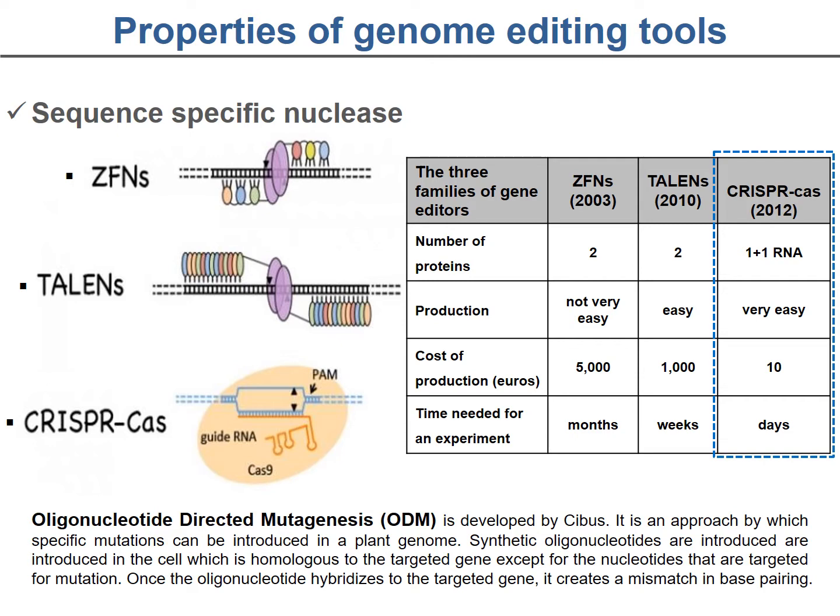Cost of production: ZFN is 5,000 euros, TALEN is 1,000 euros, and CRISPR-Cas is 10 euros. Time needed for an experiment: ZFN is months, TALEN is weeks, CRISPR-Cas9 days. And so CRISPR-Cas9 is synthesized easily.